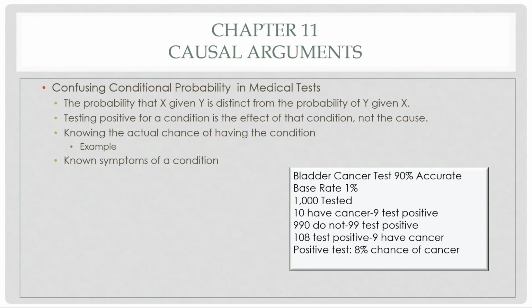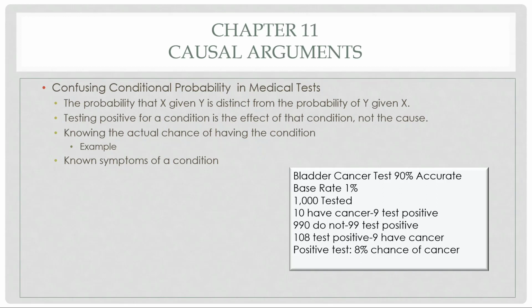Now, again, this may seem confusing because we naturally tend to think if a test is 90% accurate, that means that if you test positive, there's a 90% chance that you have it. But that's getting reversed. The actual thing is that if you have that condition, there's a 90% chance that you will test positive, which means there's a 10% chance that a person will test positive who doesn't have that condition.